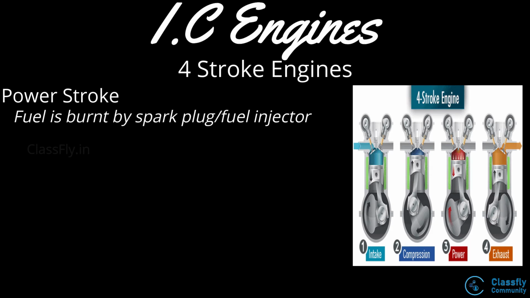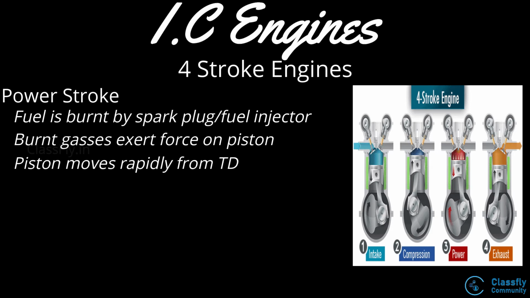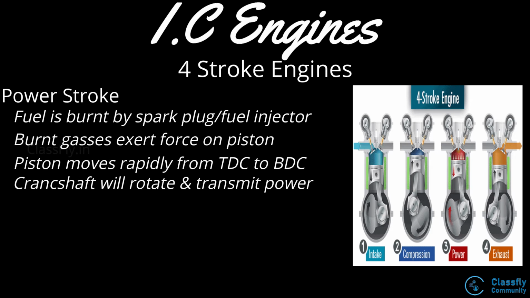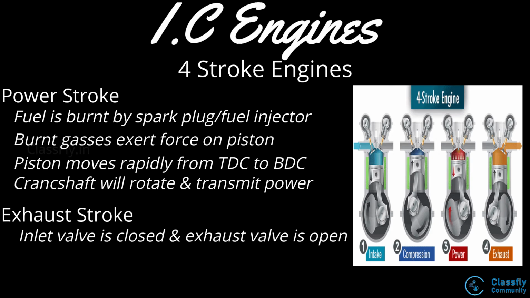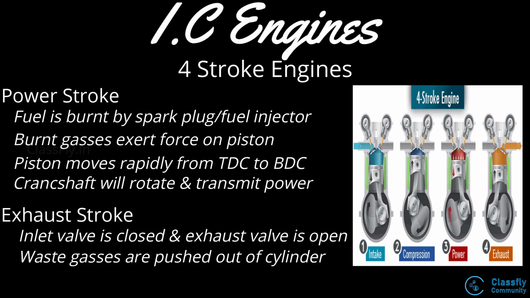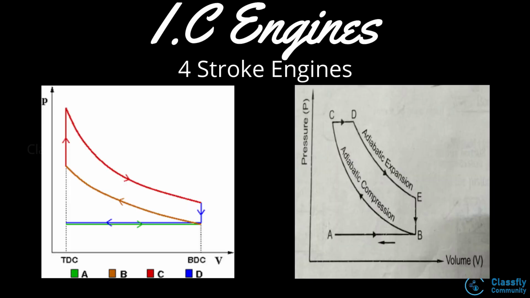Power stroke, in which the fuel is burnt by either using a spark plug in case of a petrol engine and a fuel injector in case of diesel engine, as a result of which the burned gases create a small explosion, which results in the rapid movement of the piston from the TDC to BDC and hence rotating the shaft. And then the exhaust stroke, in which the inlet valve is closed and the exhaust valve is open to let go of the waste gases produced as a result of combustion. The cycle is repeated continuously in order to produce power. We also plotted the PV diagram for the process.